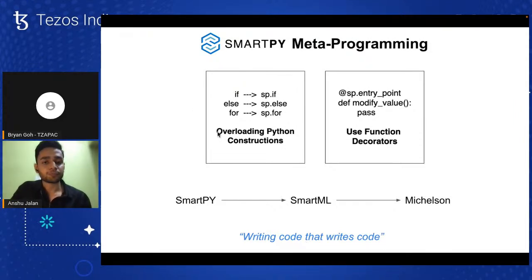To achieve this, SmartPy needs to do two really important things. The first is that the existing Python constructions are overloaded. So we have if, else, for, while, and other existing constructions. They are overloaded, and what we get in SmartPy and have to use is sp.if, sp.else, and sp.for. And for while, we have sp.while. So these are overloaded constructions. And for the functions, first we write them as general Python functions, and we use function decorators on top of them to tell SmartPy that this is an entry point and not a generic Python function.